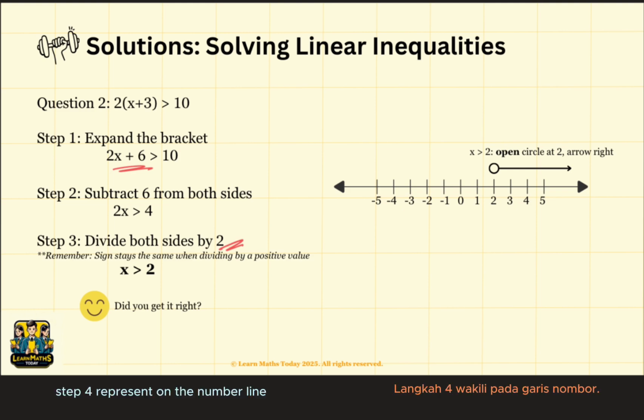Step 4. Represent on the number line. Draw an open circle at 2 and point the arrow to the right to show all numbers greater than 2. Did you get it right?